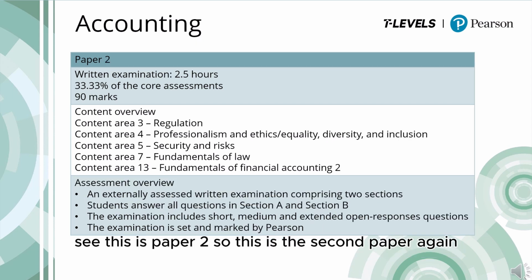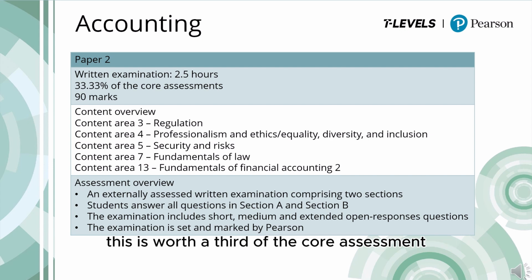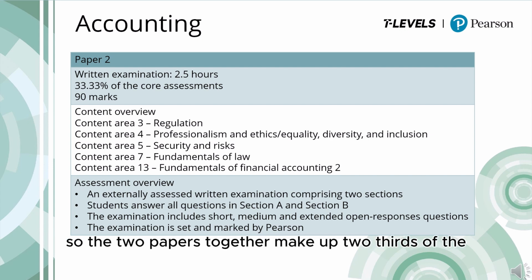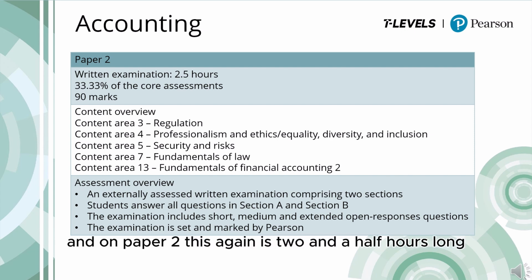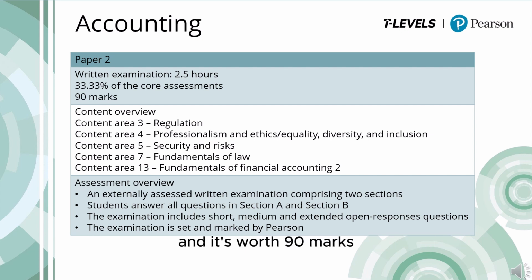This is paper 2, so this is the second paper. Again, this is worth a third of the core assessment. So the two papers together make up 2/3 of the core assessment, and then the other third is the employer set project. On paper 2, this again is 2.5 hours long, and it's worth 90 marks.